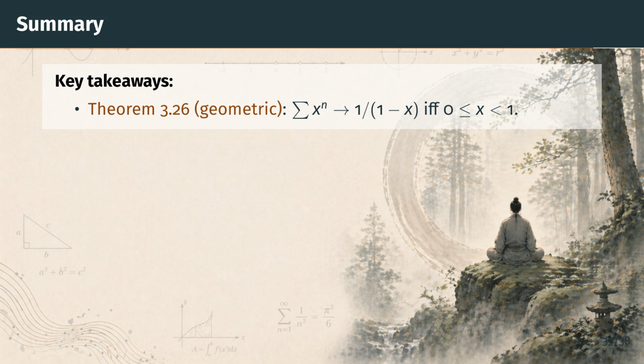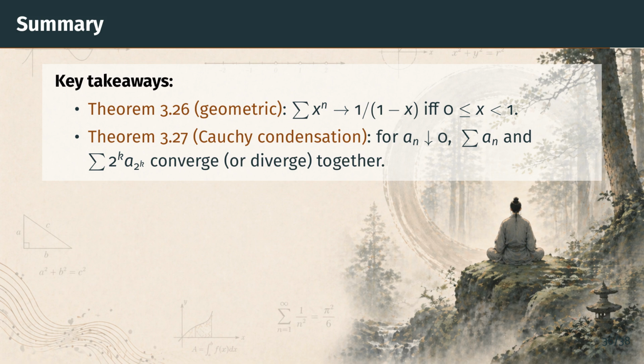Let us review what we have collected. First, the geometric series, our most basic reference. It converges for x in the interval from 0 to 1, not including 1, and diverges otherwise. When it converges, we know its sum explicitly, 1 over 1 minus x. This is the only one of our reference series for which we have a closed form sum. Second, the Cauchy condensation test. For non-negative decreasing terms, the original series and the condensed series, sampled at powers of 2, converge together. This is the engine that drives the rest of the section.